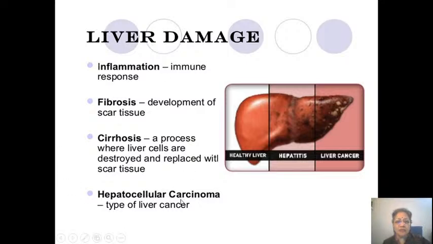Hepatocellular carcinoma is one type of liver cancer which can also initiate this kind of a process. On the surface, a healthy liver looks smooth and shiny and reddish purple. In hepatitis, there will be some amount of surface changes. In liver cancer, there will be stony, hard change and blebs of surface projections, which are tumors jutting out. But it need not be like that.